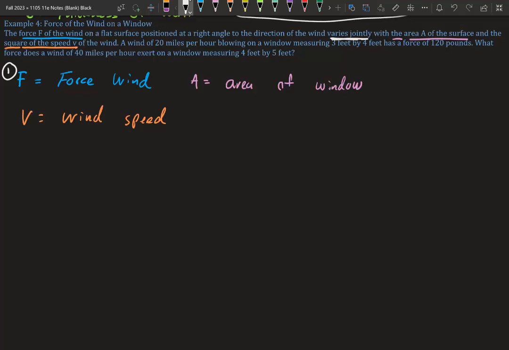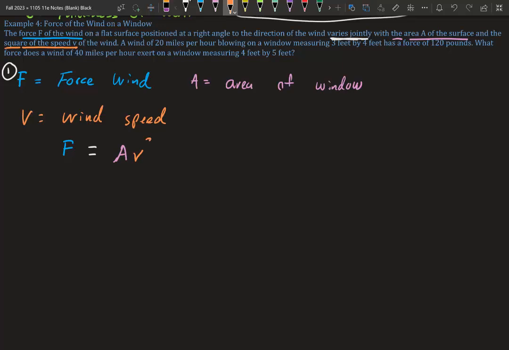So it says F varies jointly. Right now that just means equals. Area A, so that represents A. And there is no varies jointly yet, so I just keep writing next to it. And means multiplication or division. But since there's no jointly word, we just keep writing next to it. So we have A and the wind speed. It says the square of speed V.